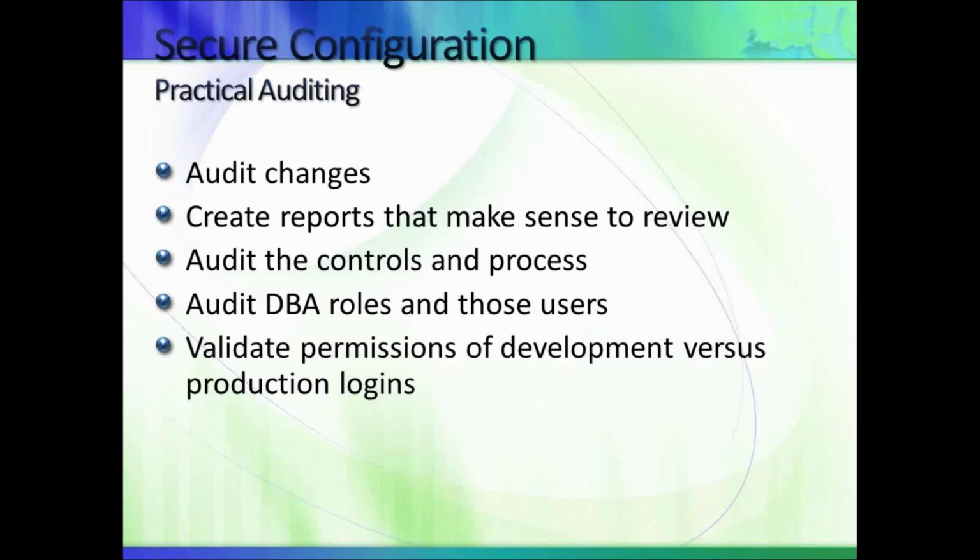So if you're looking at changes and you're looking at what is going on, you're making sure that you have certain controls in place, which goes back to that security planning of knowing what your goals are for the security. You're definitely auditing the DBA roles and those people that have super user permissions, and validating those permissions of development versus production. So you may have permissions of a development person and making sure that they're not in production to be able to make the same changes, or you're making sure that you have the exact same permissions in both.